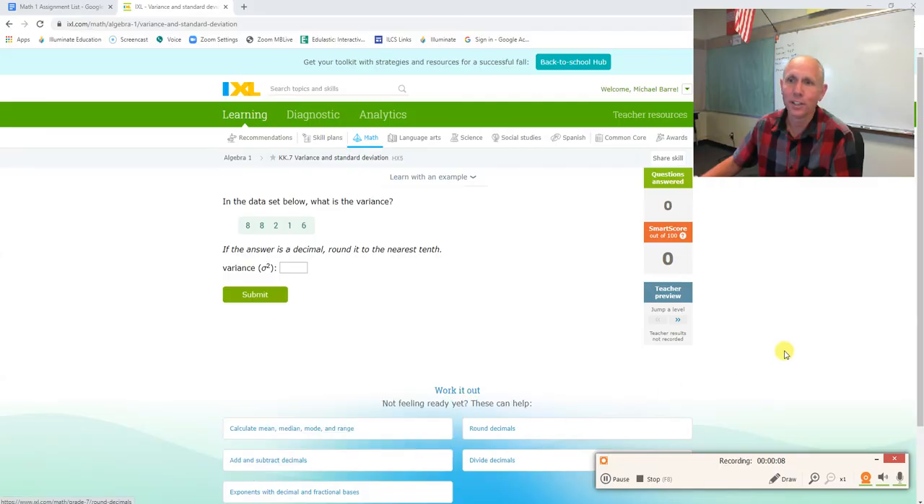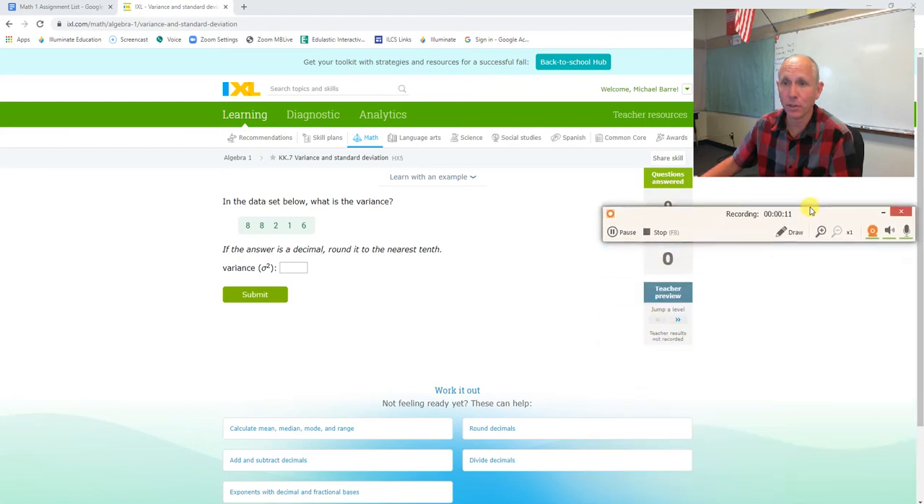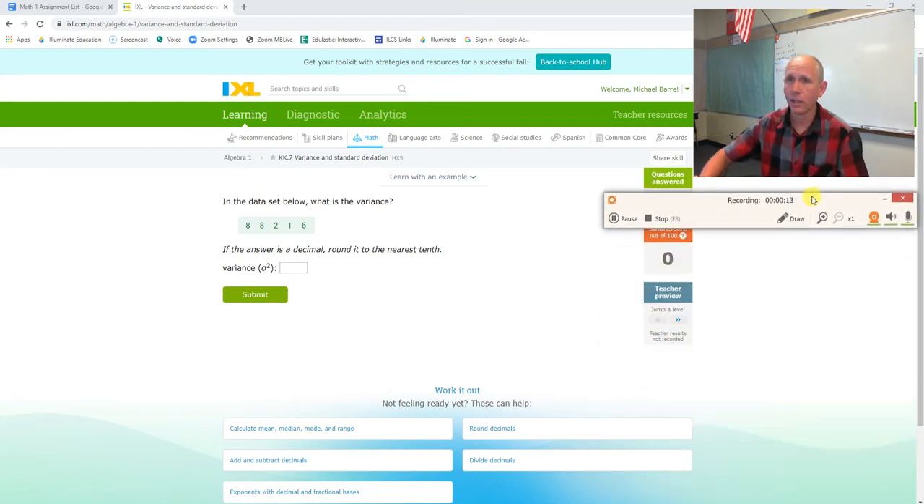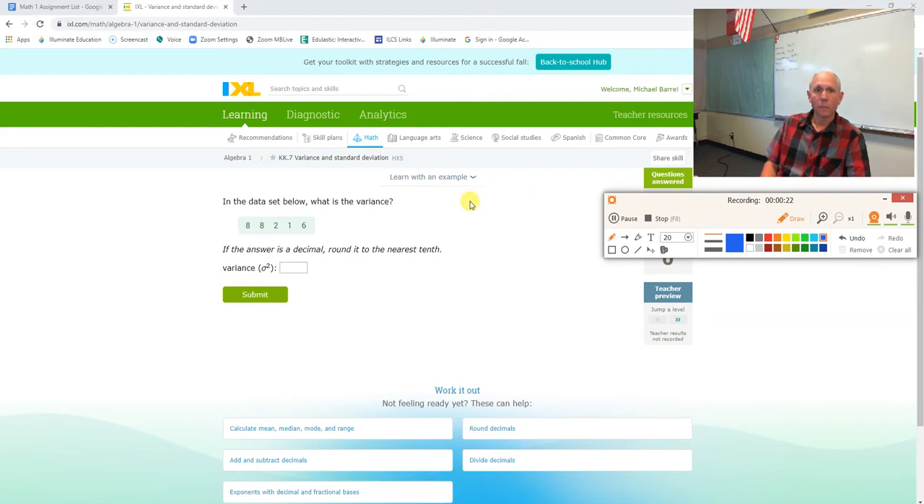You are going to need a calculator and a piece of paper to do this, unless you can write on your screen, which I don't think you can. Okay, standard deviation and the variance. So, how did I teach this? I'm going to teach it like this.